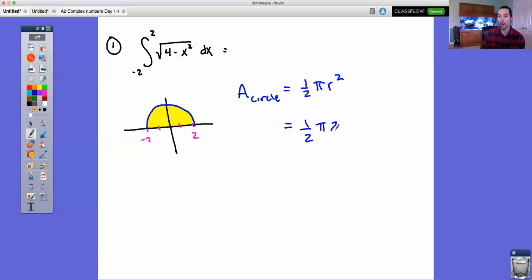So 1/2 pi r squared, 2 squared is 4, and half of 4 is going to be 2 pi. So the area of half of that circle is 2 pi. Therefore, the integral from -2 to +2 is also 2 pi. So there's a geometric approach to something I can't find the antiderivative of.